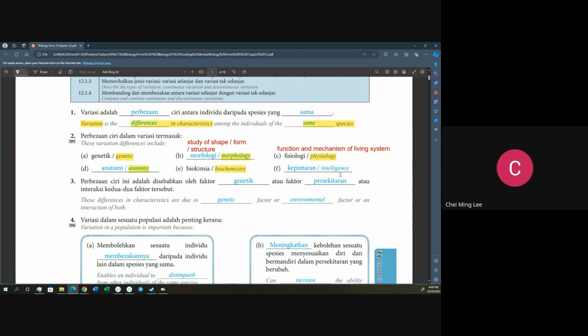Okay, biochemistry. Like just now, we were talking about anatomy. Anatomy is what we call the internal structure. It is the study that involves the internal structure of the living thing. This one is outside, this one is inside. So it's about the internal structure.